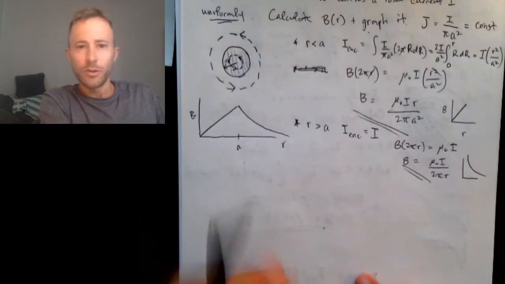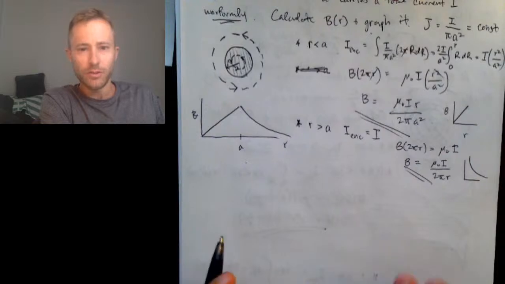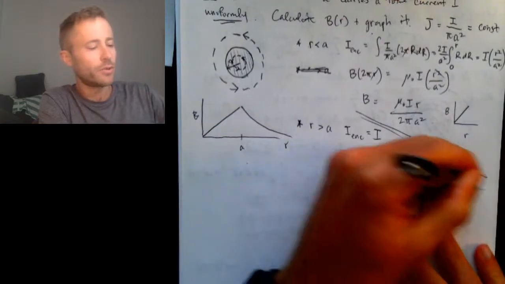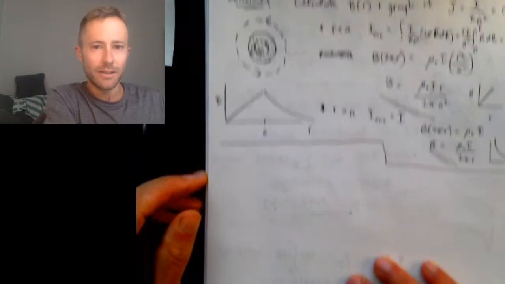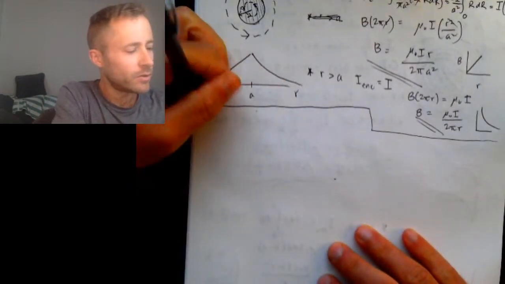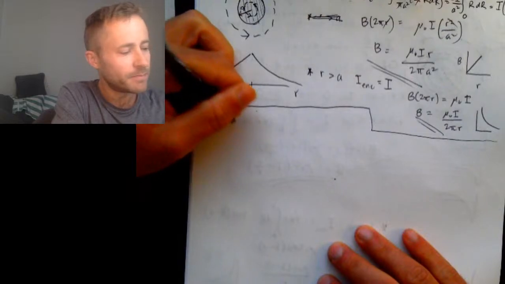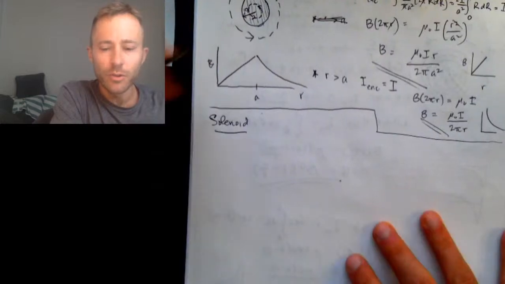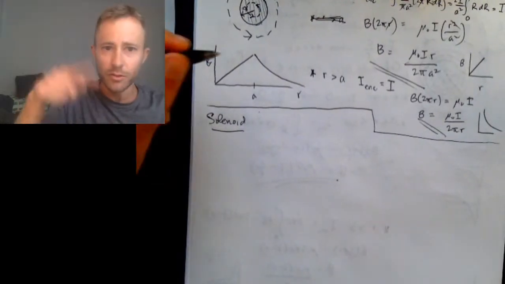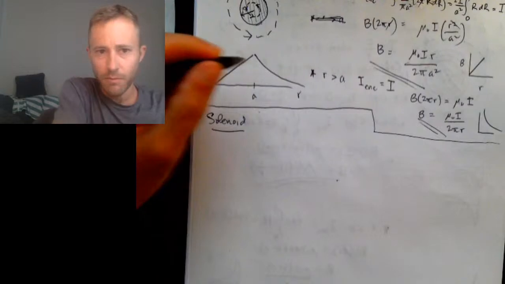All right, so those were two where we had cylindrical symmetry. So let me show you one where you don't have cylindrical symmetry. And that is a so-called solenoid. Okay, so what is a solenoid? It's basically a curlicue of wire.